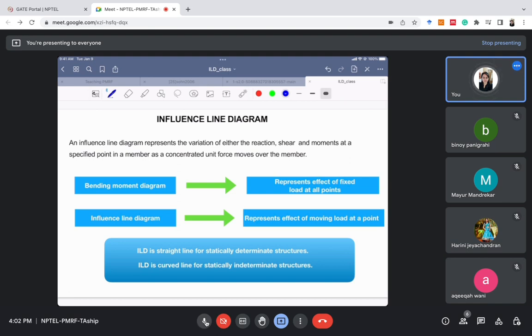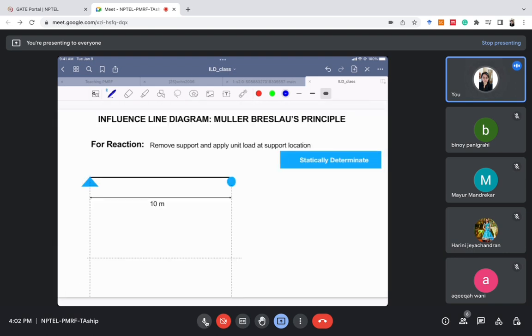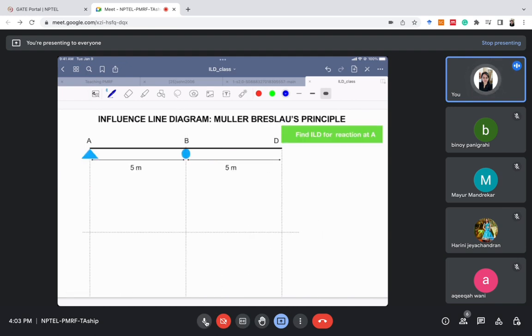Firstly, I'll discuss a few concepts related to the influence line diagram. Then we'll see the steps to make the ILD using the Muller-Breslau principle. This is a quick method to draw the ILD. We'll see the Muller-Breslau principle for statically determinate beams as well as for statically indeterminate beams. In between, we'll solve some practice problems also.